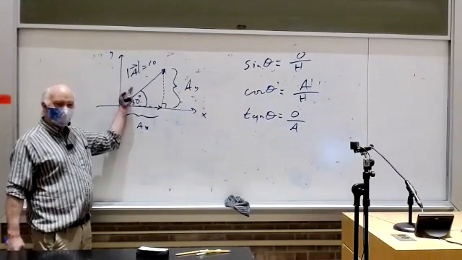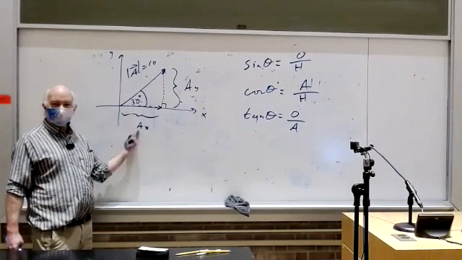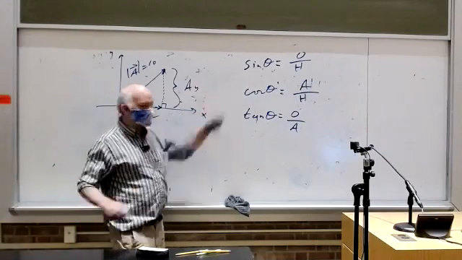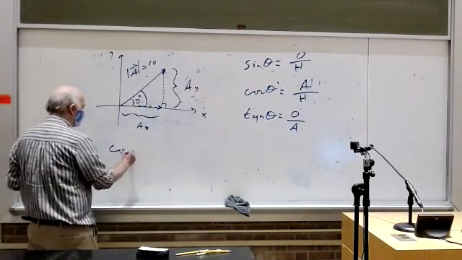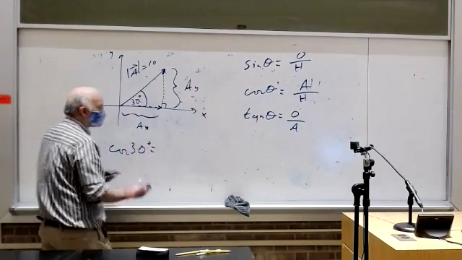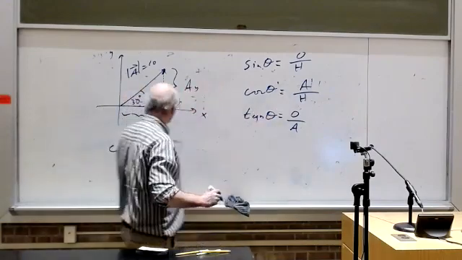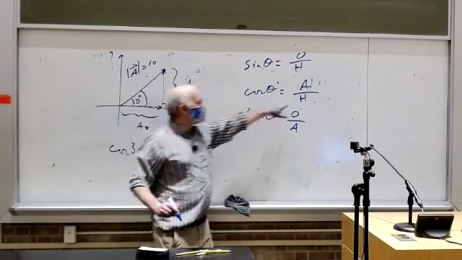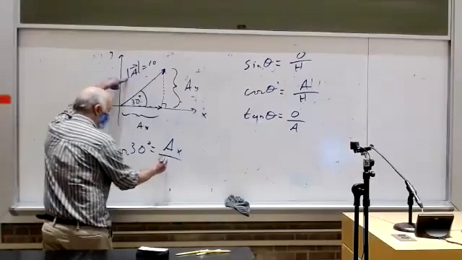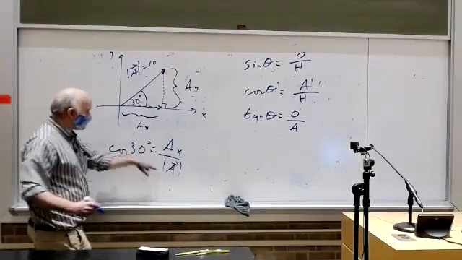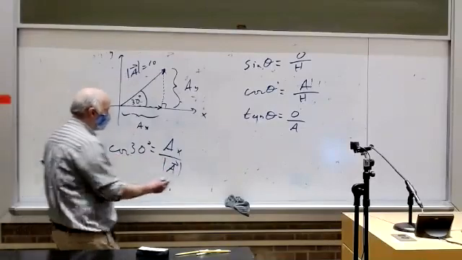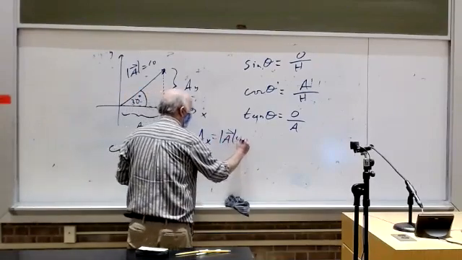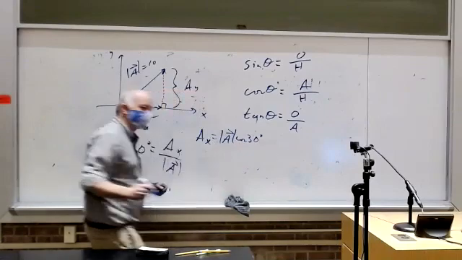I have my hypotenuse. This side here is the adjacent side. So I'm going to want to use my friend the cosine. So I'm going to say cosine of 30 degrees equals my adjacent side, which is AX, over my hypotenuse here, which is my magnitude of A. That tells me that AX is magnitude of A cosine of 30 degrees.